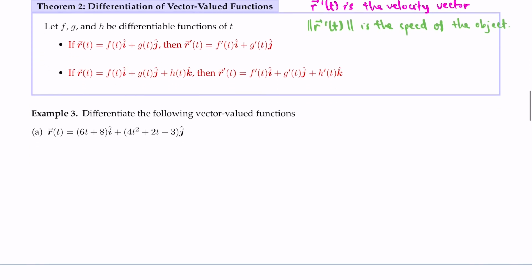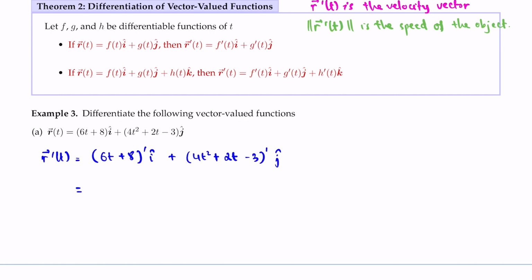So in example 3, we want to differentiate the following vector value function. You have the function of the form (6t plus 8)i plus (4t squared plus 2t minus 3)j. So again, to differentiate a vector value function, we simply differentiate each of its components with respect to t. So in this case, you have r prime of t is equal to (6t plus 8) prime i plus (4t squared plus 2t minus 3) prime j.